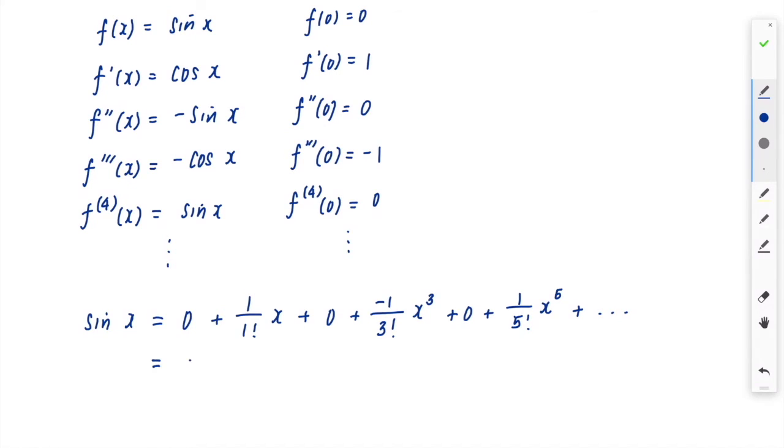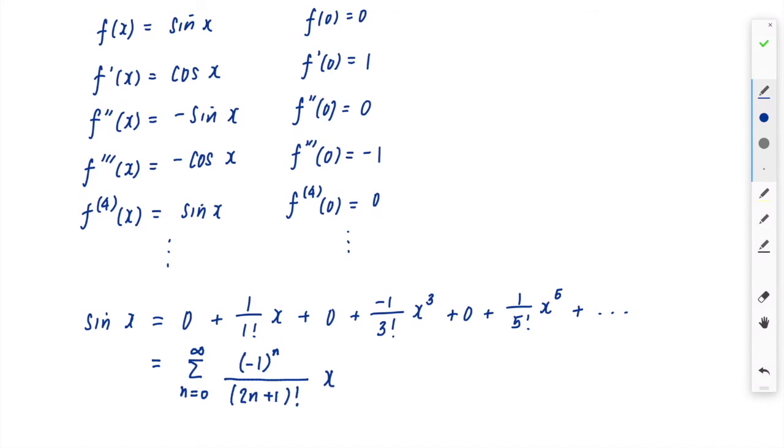So here we have the sigma of n from 0 to infinity to indicate an infinite series. And then the first term is 1 over 1 factorial x. And then the second term is negative 1 over 3 factorial x cubed. So we know that we are alternating in the numerator, positive and negative 1, so we can use powers of negative 1. And then the denominator is odd numbers factorial, so I have 2n plus 1 factorial.